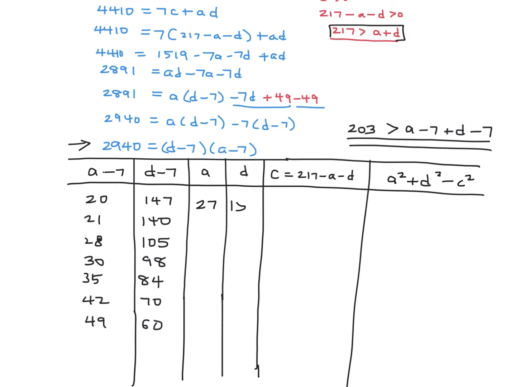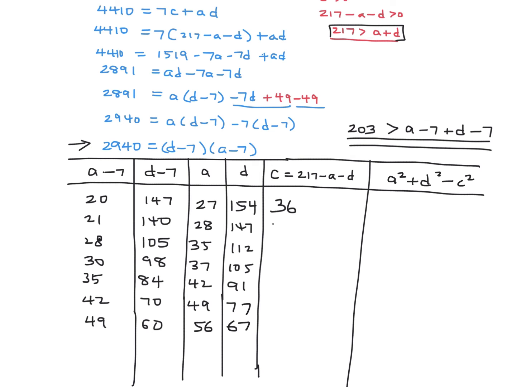27 and 154. And let me just fill this out. 28, 147, 35, 112, 37 and 105, 42 and 91, 49 and 77, and finally, what do we have? The last one, 56 and 67. So those are our table, and then the C, that's a pretty straightforward calculation.